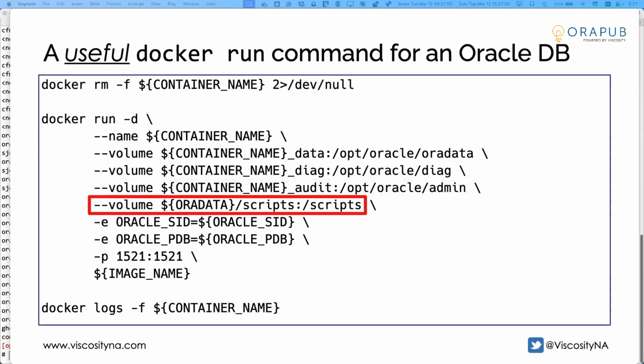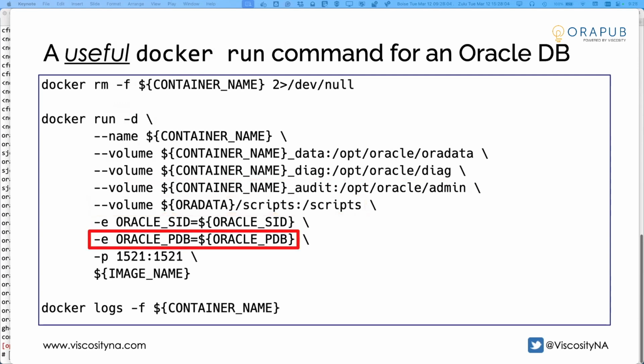We're mapping this volume for the scripts as well. If we're running not a 23C database, then we can set the SID and the pluggable database name. And then we've got this important thing here, which is the port mapping. So port 1521 in the container is our database listener. In this case, I'm saying that I want to map database listener 1521 to port 1521 on my local host.